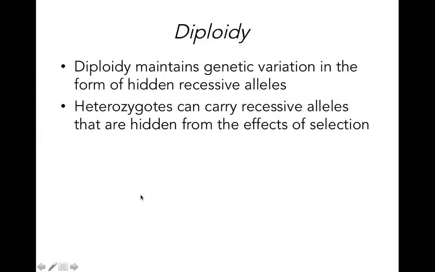So we know that we are all diploid, as all animals are, and for at least part of the life cycle of plants, they are also diploid. Diploidy helps maintain genetic variation because you can hide certain alleles that are recessive. And if you're a heterozygote, you have recessive alleles, you may not see that phenotype. So you can hide potentially damaging recessive alleles through being diploid.